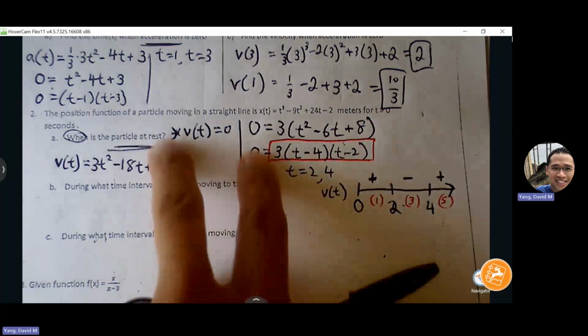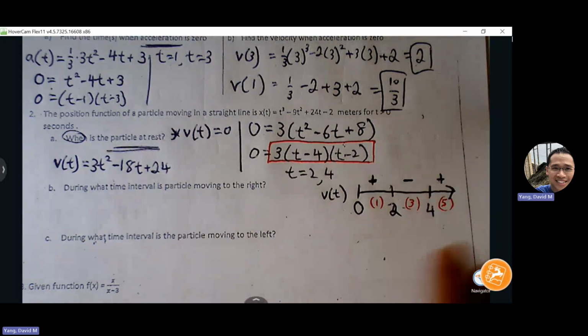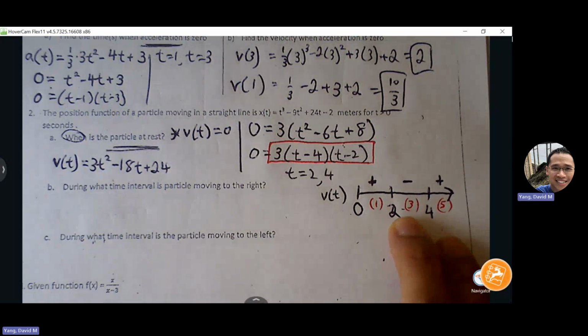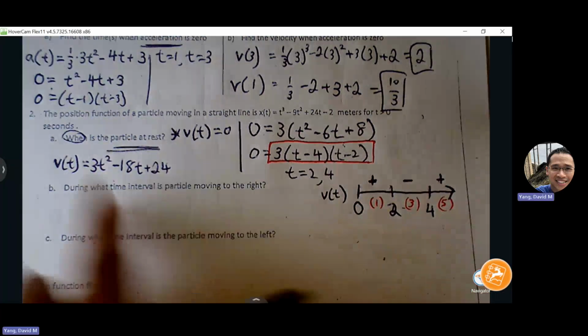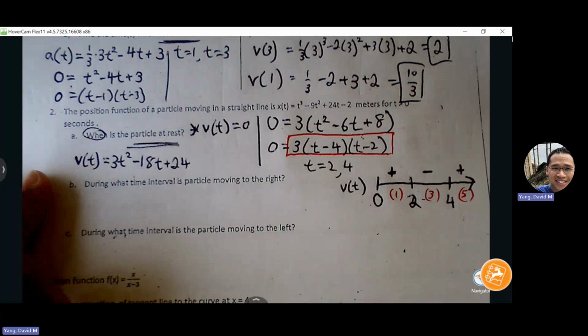So this problem doesn't ask us when the particle changes direction, but if it did, we can say 2 times, right? 2 and 4 seconds, because the velocity changes signs. So it says, during what time interval is the particle moving to the right? What would you say?